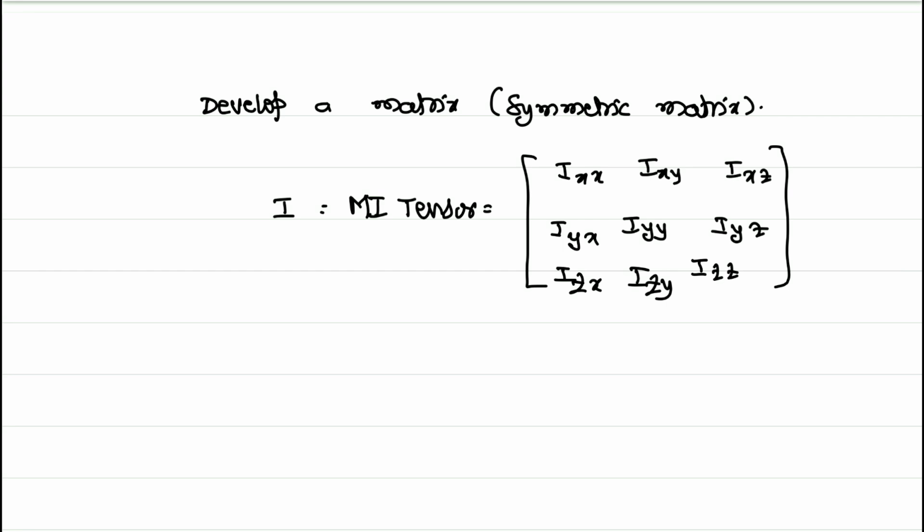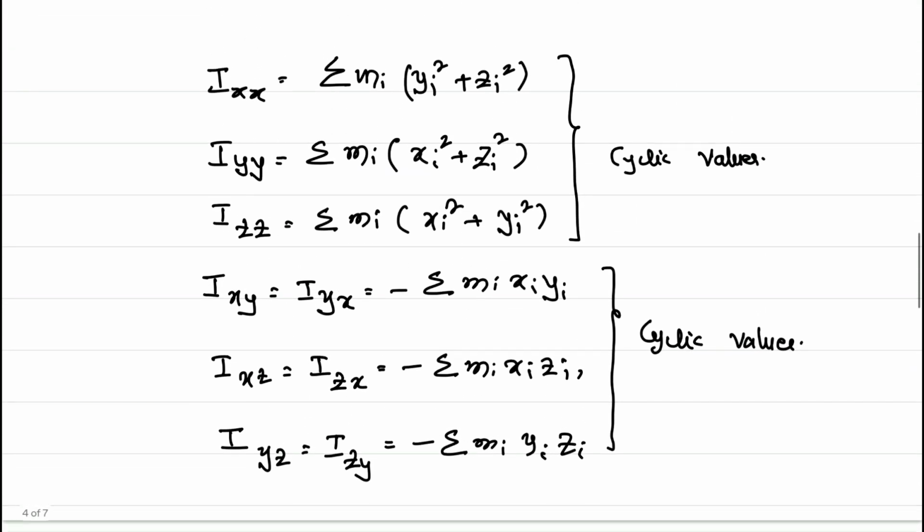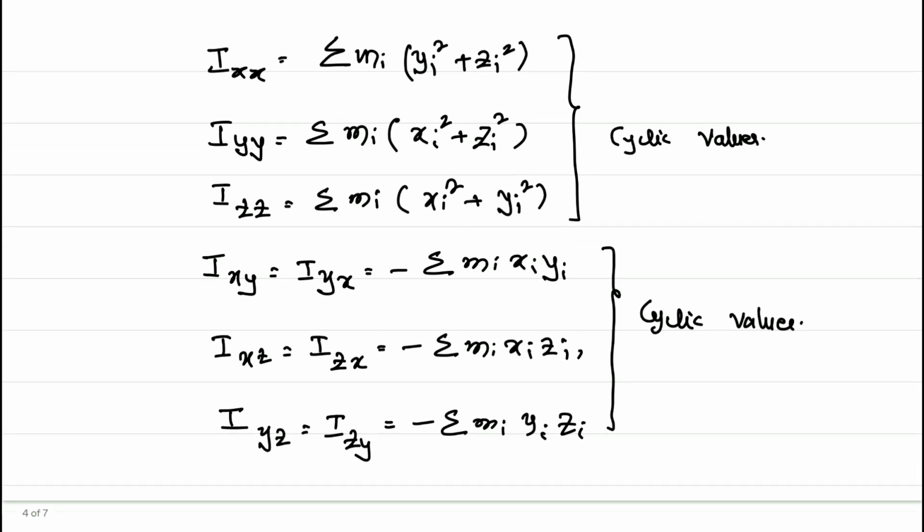Now, the moment of inertia tensor is like this. We know the values of Ixx, Iyy and so on. Ixx is sigma mi into yi square plus zi square, Iyy is equal to sigma mi into xi square plus zi square, Izz is equal to sigma mi into xi square plus yi square, and Ixy is equal to Iyx is equal to minus sigma mi xi yi. Ixz is equal to Izx is equal to minus sigma mi xi zi. Iyz is equal to Izy is equal to minus sigma mi yi zi.